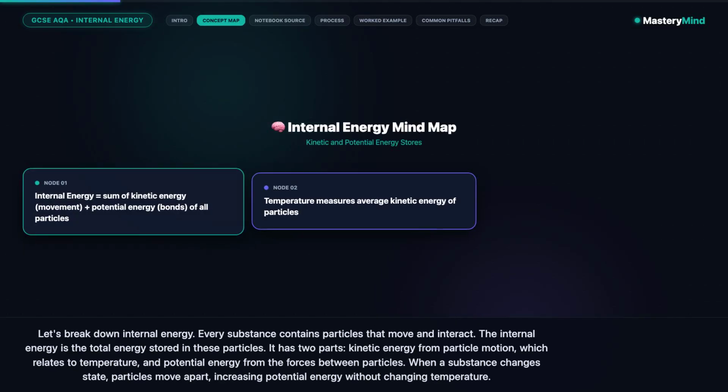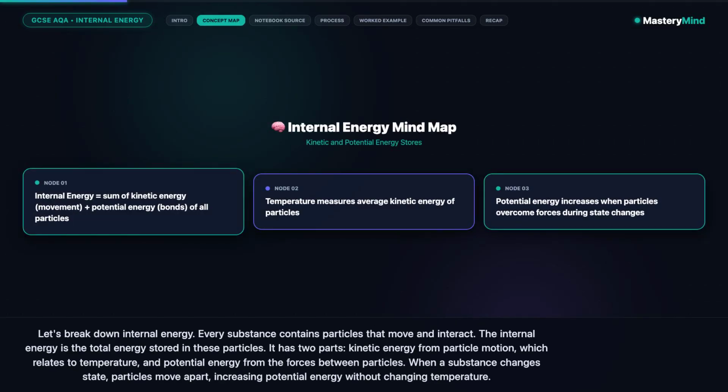Every substance contains particles that move and interact. The internal energy is the total energy stored in these particles. It has two parts: kinetic energy from particle motion, which relates to temperature, and potential energy from the forces between particles. When a substance changes state, particles move apart, increasing potential energy without changing temperature.